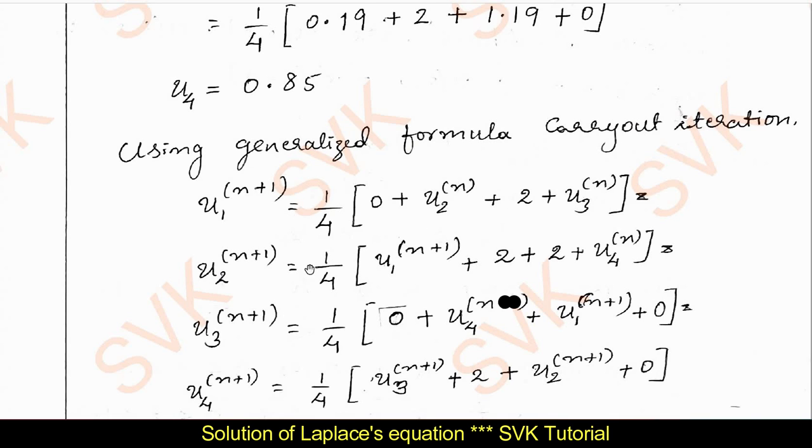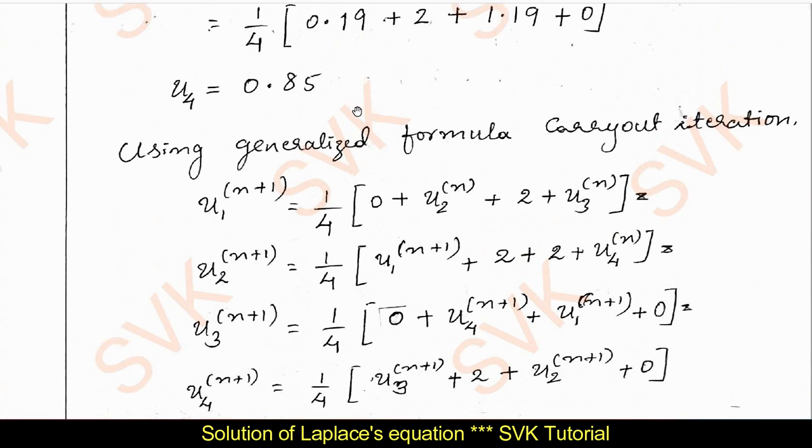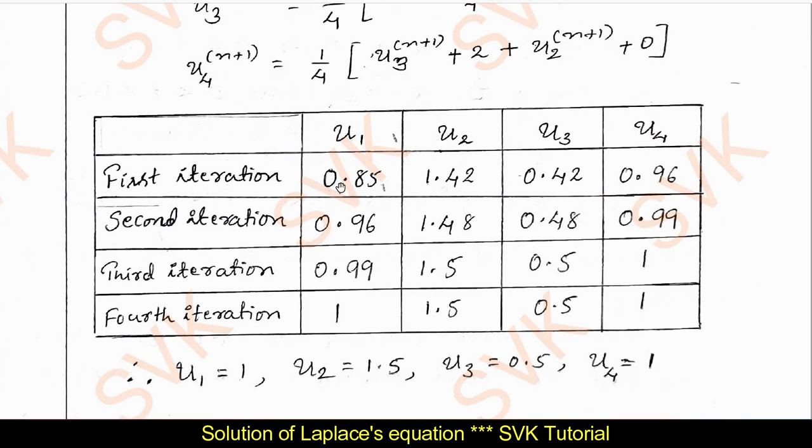Using these formulas, we find the iteration values for u1, u2, u3, u4. Here we have the iteration values by the above generalized formula. The first iterative values are as follows. The second, third and fourth are similar, so we stop the iteration. Finalizing the answer: u1 equals 1, u2 equals 1.5, u3 equals 0.5, and u4 equals 1 is the desired answer.